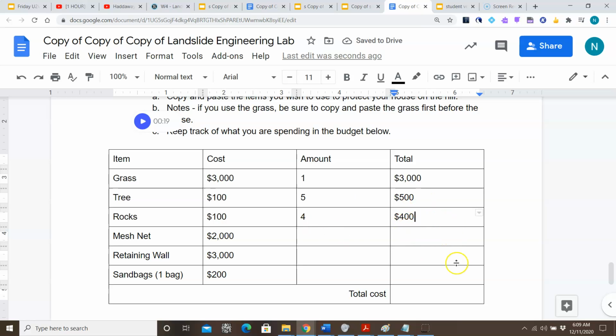Okay, I think that's all I want to spend. I didn't use the full 5,000. Let's see how much I've actually used. So if I add together 3,000 plus 500 plus 400, it gives me a total of 3,900. So you want to make sure you get that budget done.